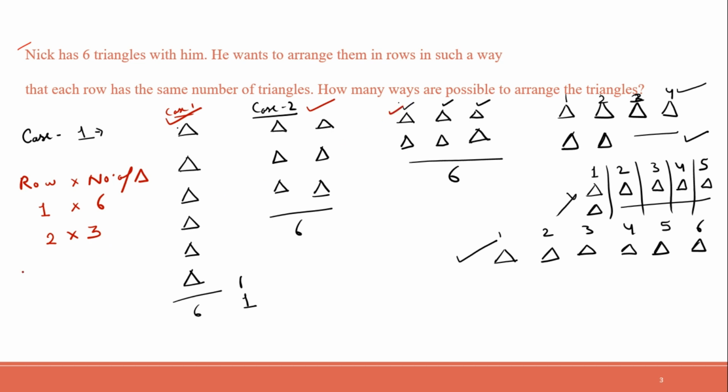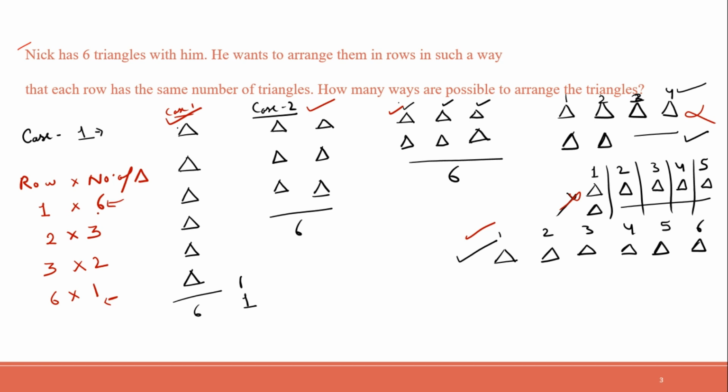In the third case, I used three rows, two triangles each. In the fourth case, we do not have a similar number of triangles, so this is not possible. Same is for five rows, because here also we do not have the same number of triangles in each row. Then we took six rows and one triangle, right? So notice this thing, that we have reached the same.